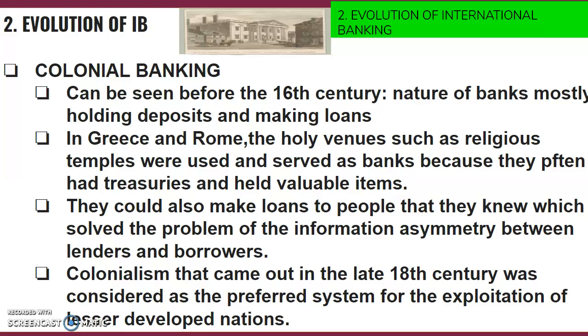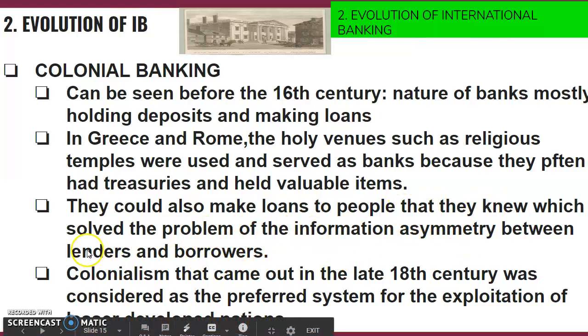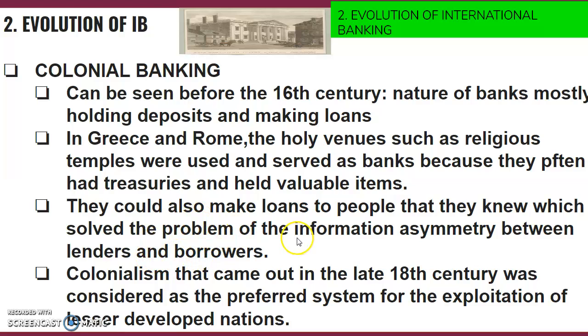So they could also make loans to people that they knew, which solved the problem of information asymmetry between lenders and borrowers. Maknanya dia boleh selesaikanlah masalah di antara yang ada duit lebih dan yang tak cukup duit. Something like that. So yang ada duit lebih simpan dekat situ, yang tak cukup duit boleh pinjam dekat situ. Dan of course saya rasa zaman ni pun diorang dah start dah pakai istilah interest ataupun riba. Maknanya kalau dah pinjam tu, you have to pay more, right?